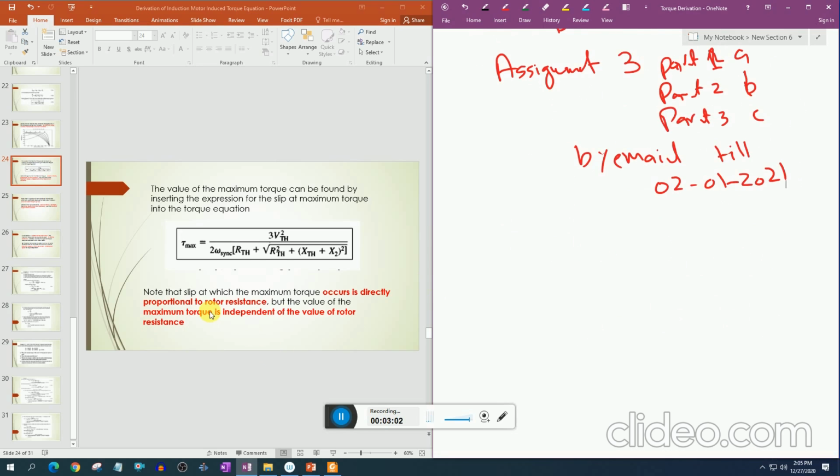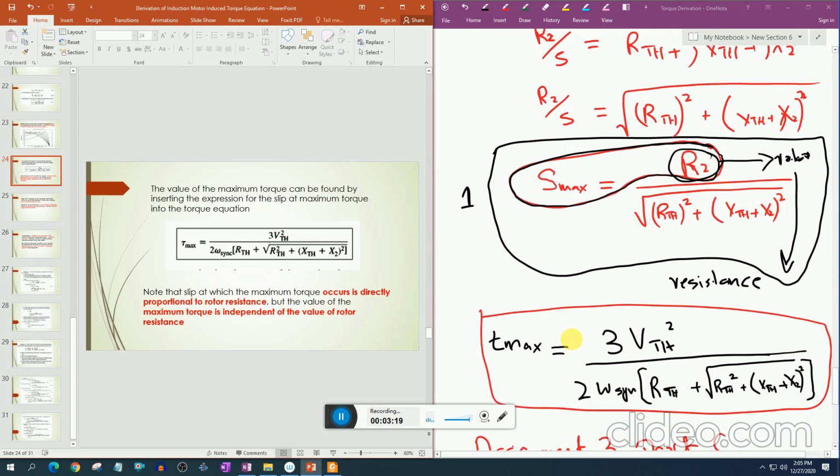So one more point is clear from the equation: the slip at which the maximum torque occurs is directly proportional to the rotor resistance. S max is directly proportional to R2, but T maximum is not dependent on R2. So it means R2 can control the value of S at which T maximum occurs, but it cannot control the value of T maximum.